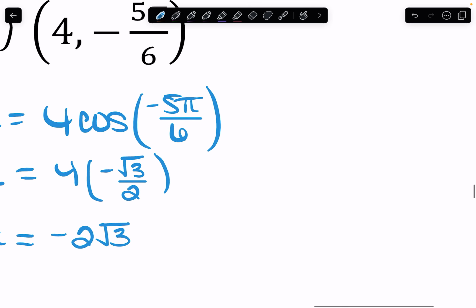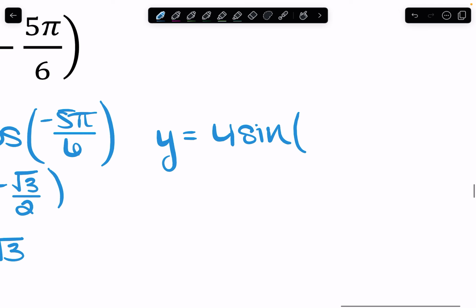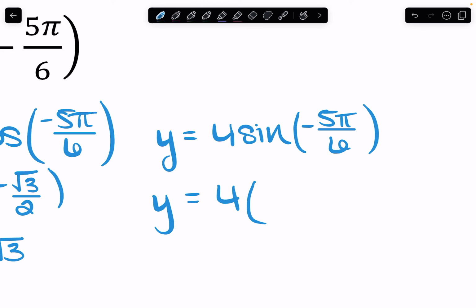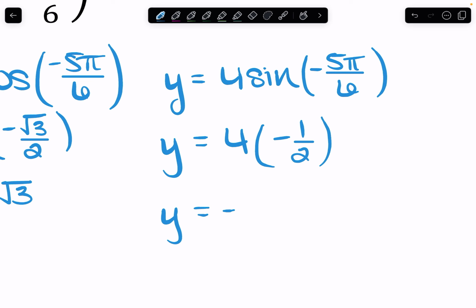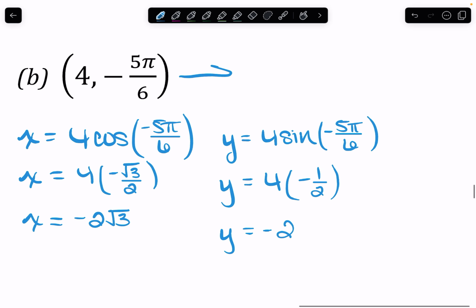For y is equal to r times the sine, r is 4, times the sine of theta, which is negative 5 pi 6. So doing the sine of negative 5 pi 6, still in the same place, 7 pi 6. So sine there, still in quadrant 3, so negative 1/2. And then positive times negative is a negative 2. So the equivalent rectangular coordinates would be negative 2 square root of 3, negative 2.